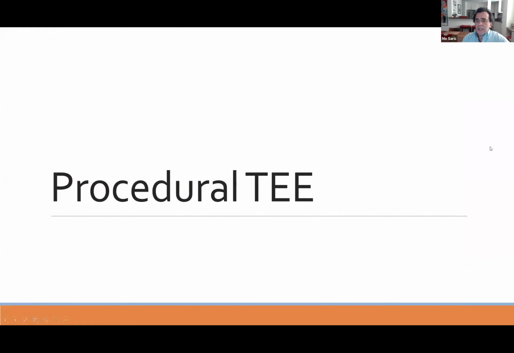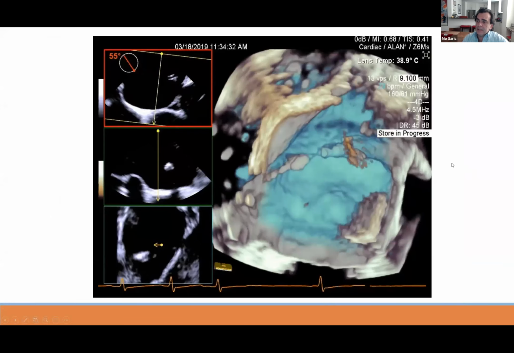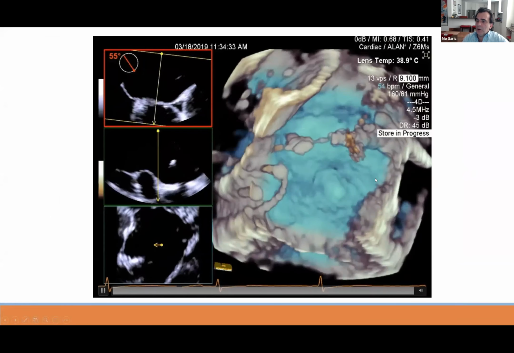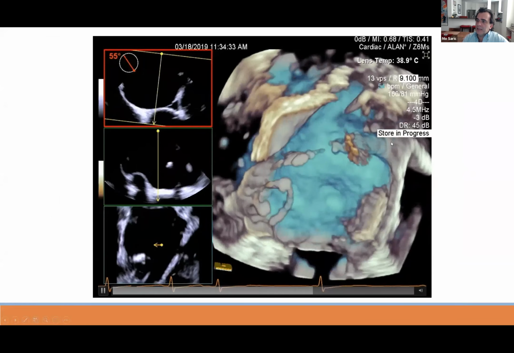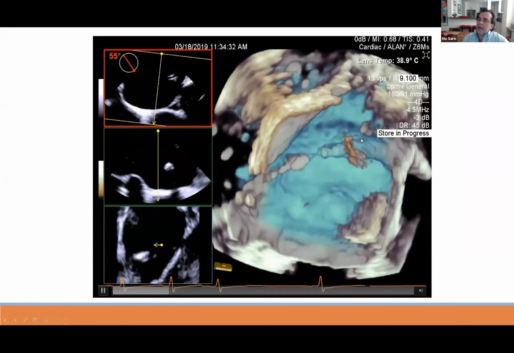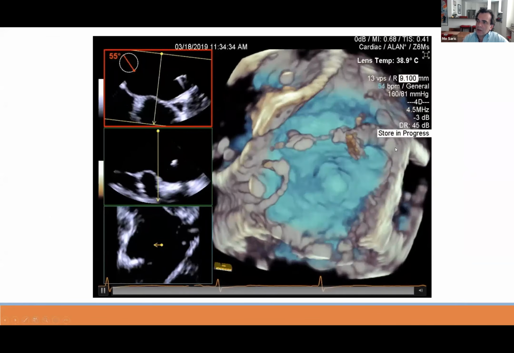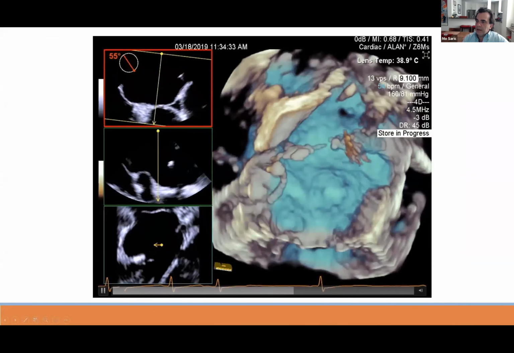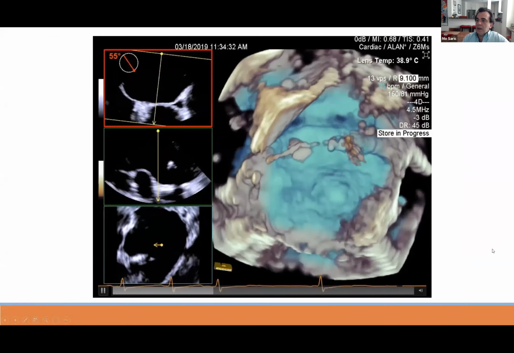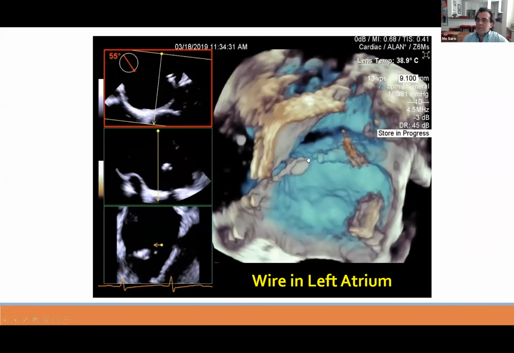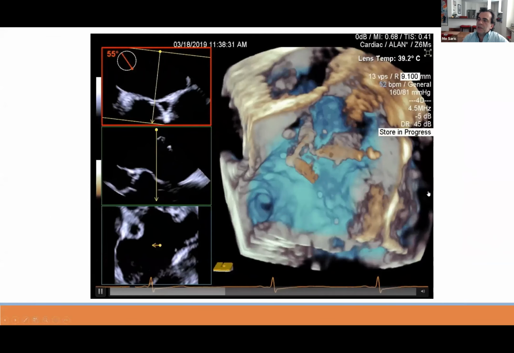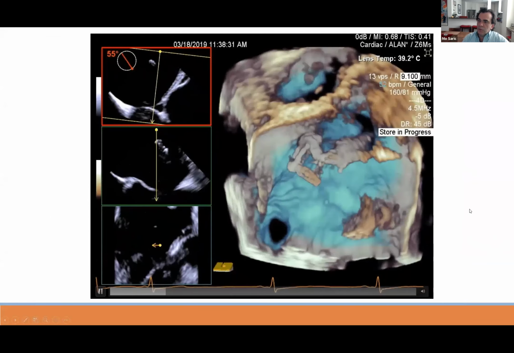Then let's look at how we can do this procedurally on TEE, how we can guide it. This is the unfolded view of the mitral valve, with the mitral valve at the bottom, and we have the interatrial septum. You see that the guide catheter has already crossed the interatrial septum, and the guide wire is in the left upper pulmonary vein. So the wire is in the left atrium, and next we bring in the whole assembly. See that we advance the clip, and then we pull it back into the folded position, ready to be advanced toward the mitral valve.